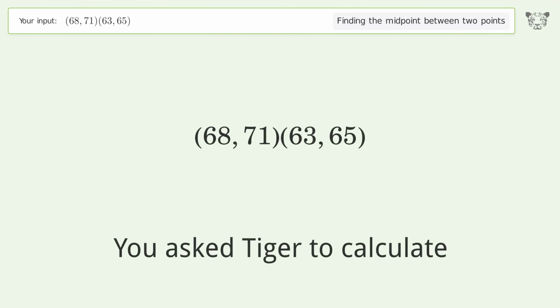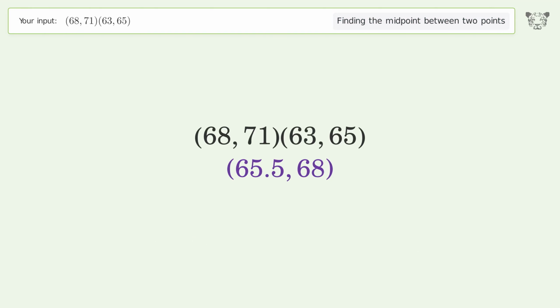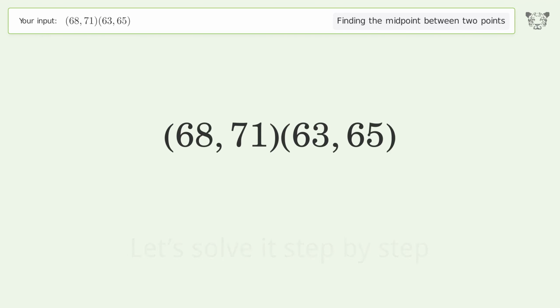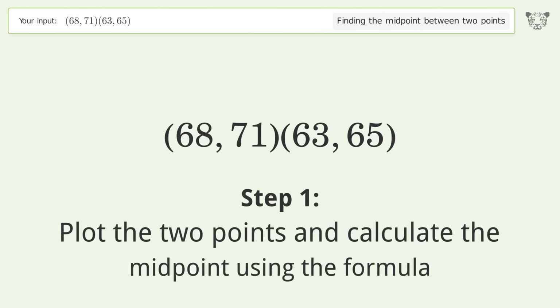You ask Tiger to calculate. This deals with finding the midpoint between 2 points. The midpoint between the 2 points is 65.5, 68. Let's solve it step by step. Plot the 2 points and calculate the midpoint using the formula.